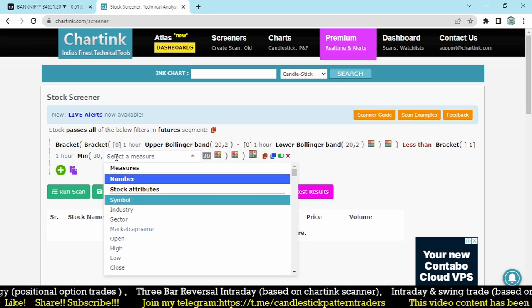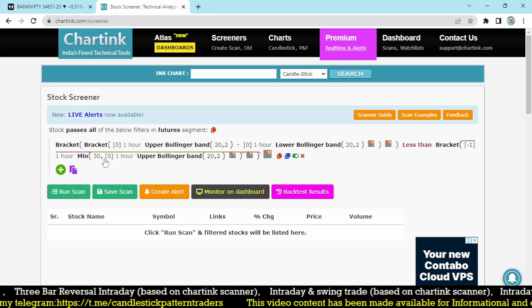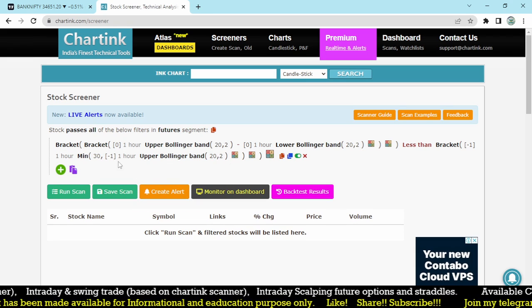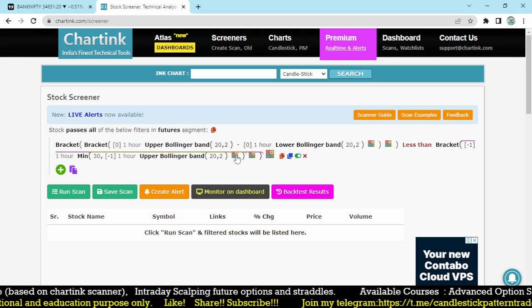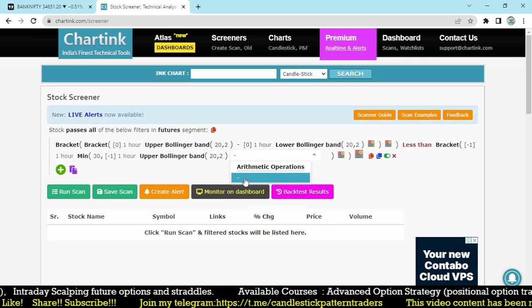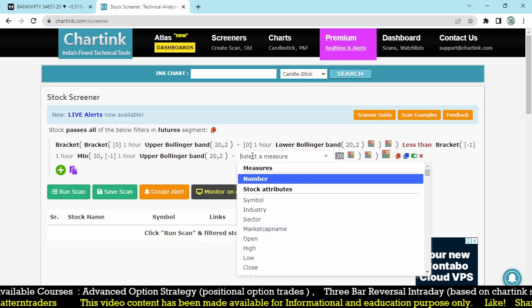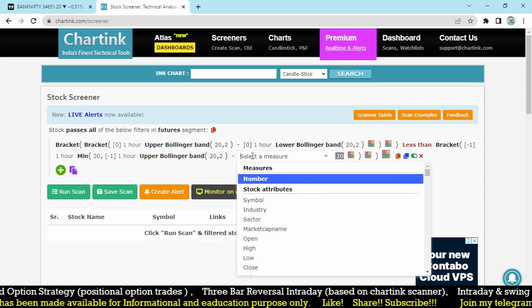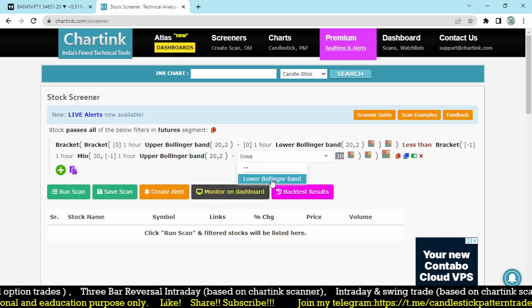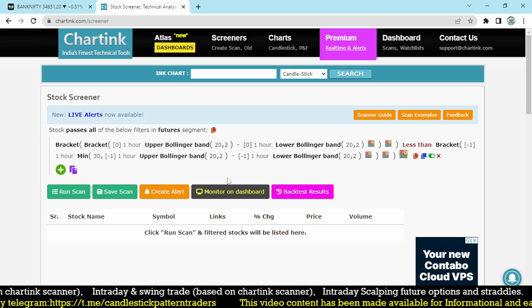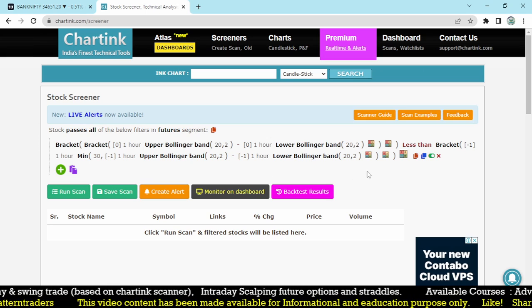So for the upper Bollinger Band, here I'm going to use minus 1 hour again. For the upper Bollinger Band I am going to use the minus symbol. Why am I using the minus symbol? Here we use the lower Bollinger Band. A little bit confusing, right? So the thing is clear now.